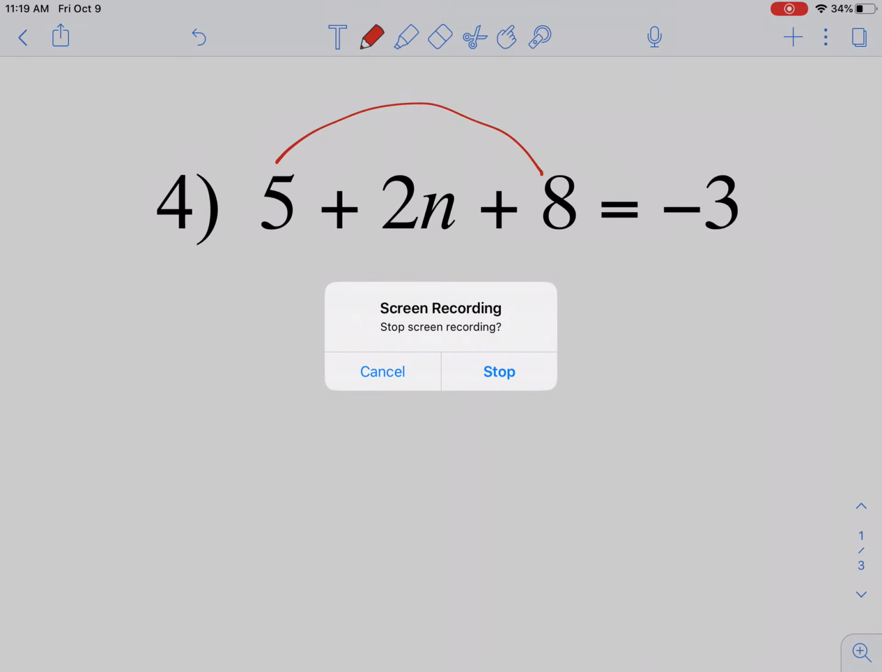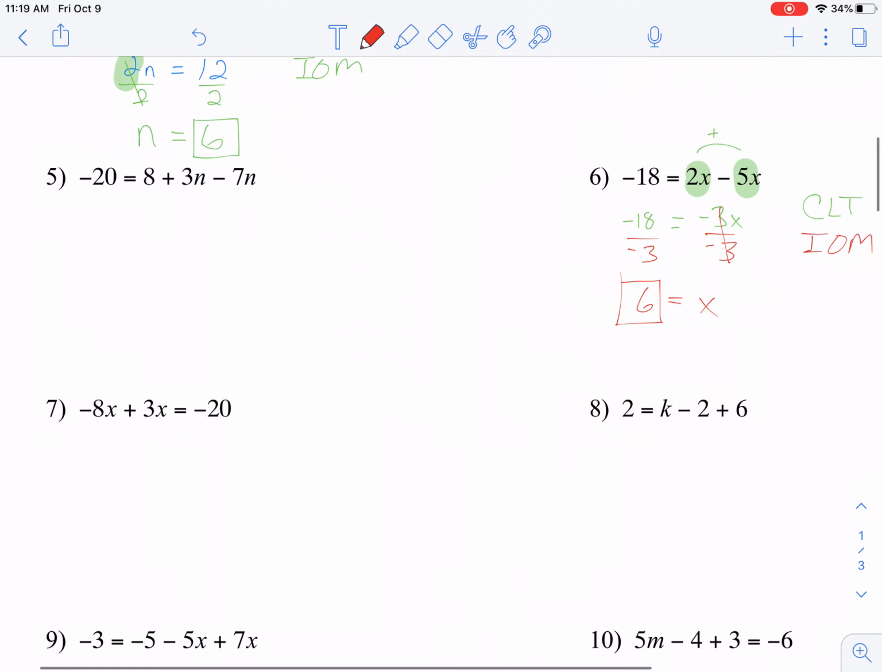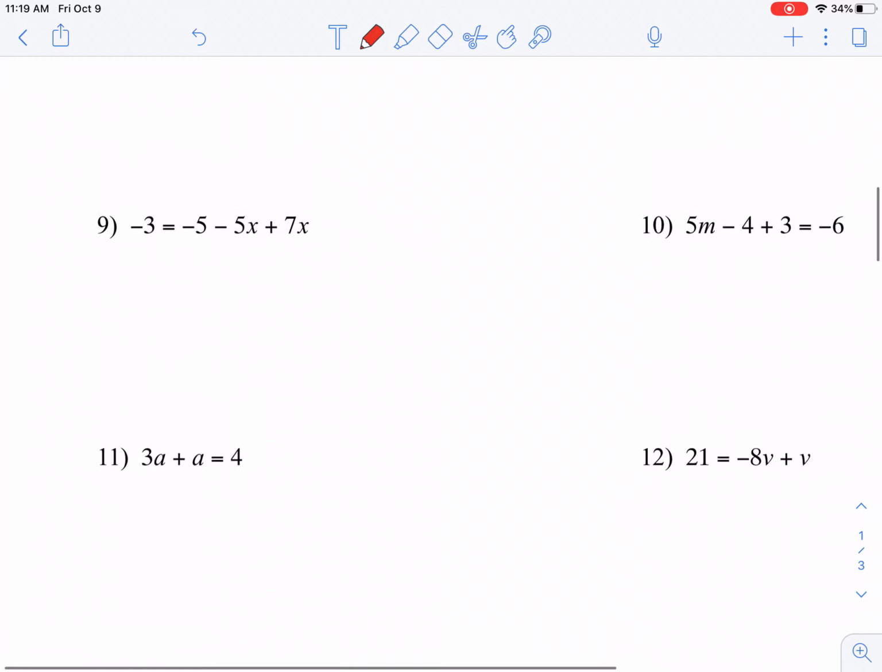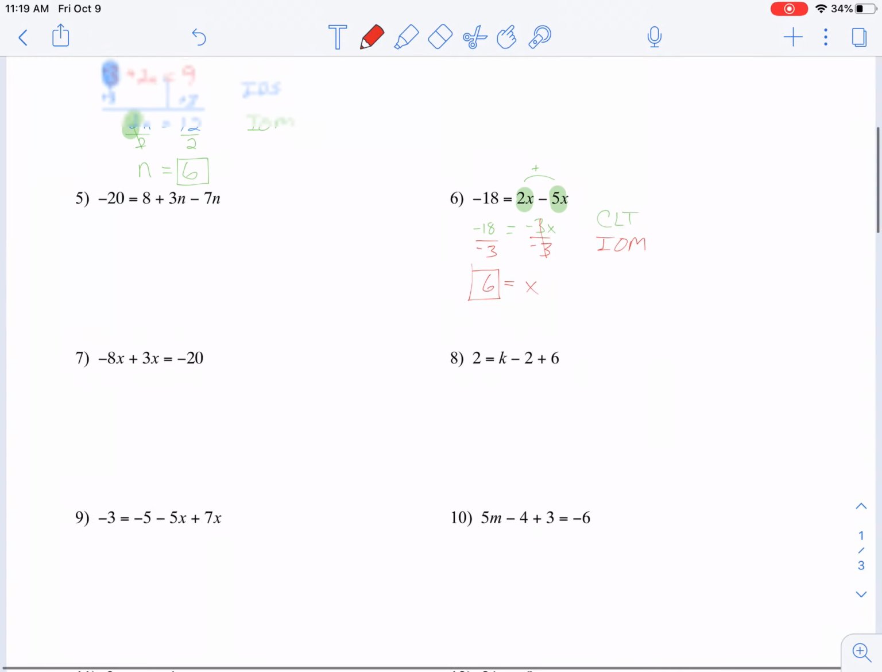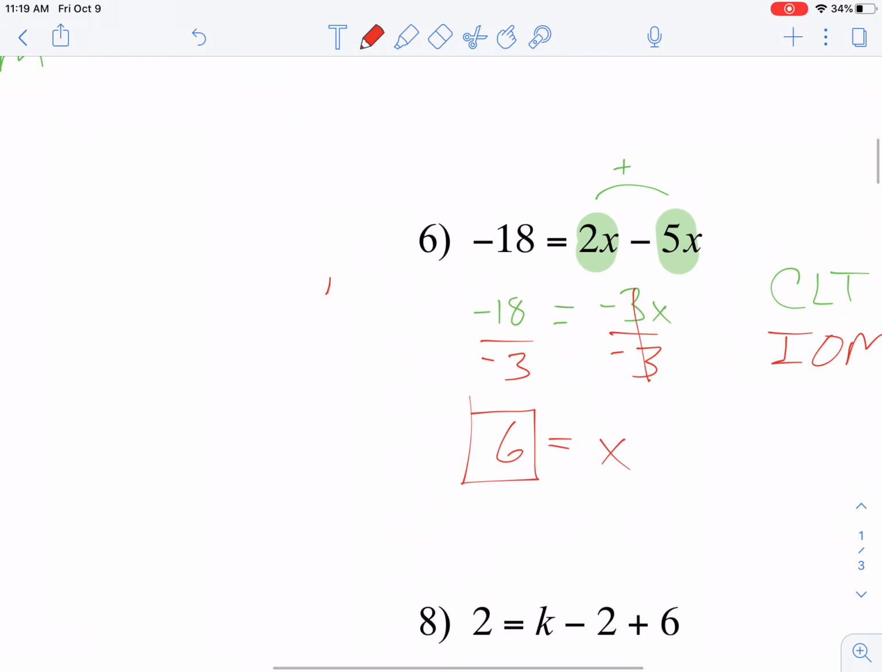Your assignment today is going to be to do problems 5, 6, 7, 8, 9, 10, 11, and 12. And I've already done problem 6 for you. So this problem will be problem number 2 on Canvas. So problem 2 on Canvas is already done for you.